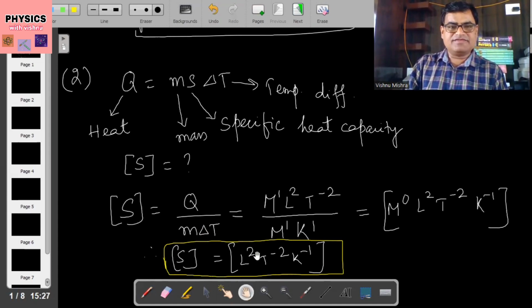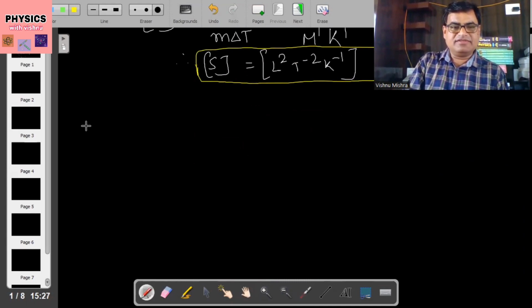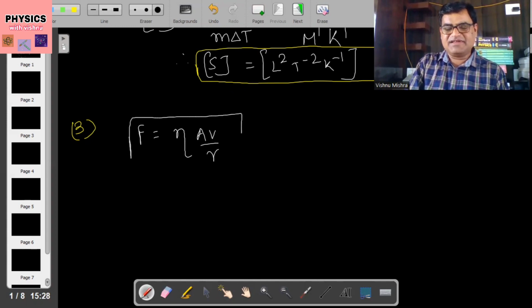For example, another question we can write. S is equal to L2 T minus 2 K minus 1. Next, write down the third question, an easy question. All are easy questions. Here it is given F equal to eta AV by R. It seems to be a difficult formula, but it is easy. I am giving the formula.